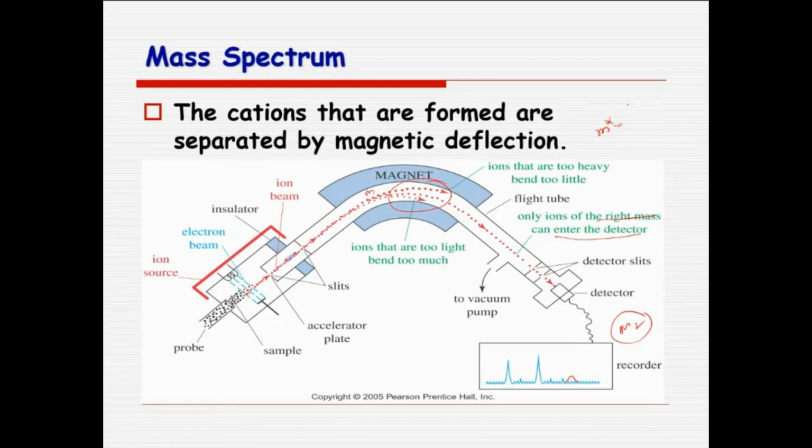So m star is given as m2 square by m1. You can find the mass of the metastable peak by using this formula. So what is happening here? This has been asked two or three times. Metastable peaks are the ones where your ions get ionized.